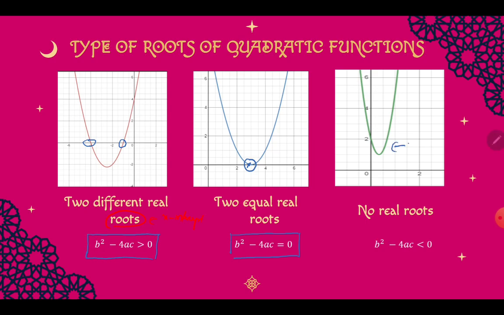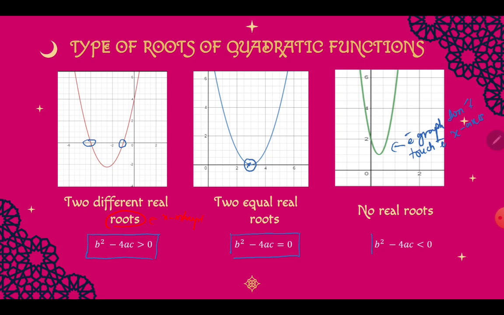If you see a graph that doesn't lie on or touch the x-axis, what type of root is it? The type of root is no real roots. No real roots means the graph doesn't touch or lie on the x-axis. How about the discriminant? The discriminant must be less than 0.